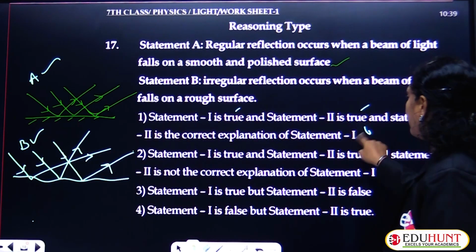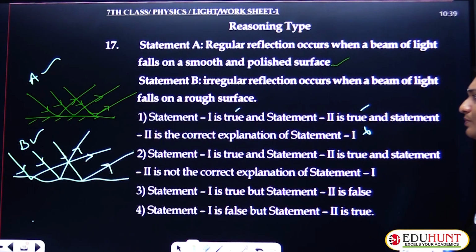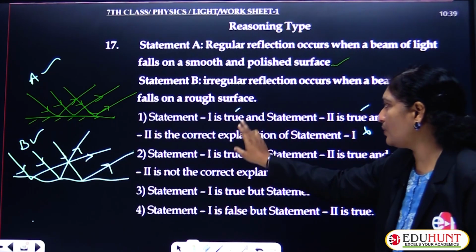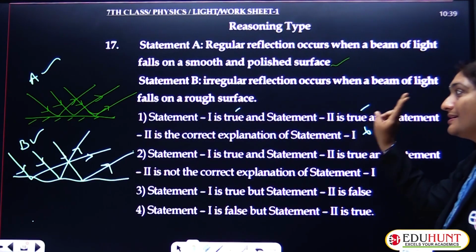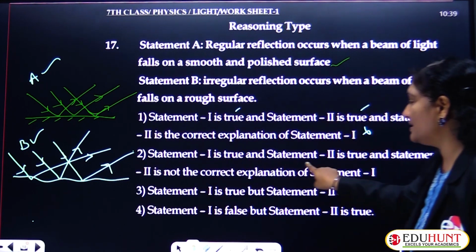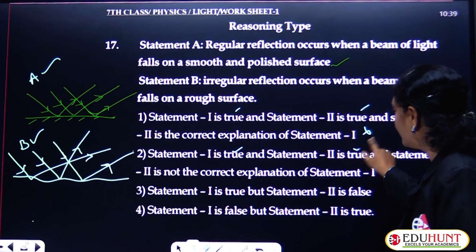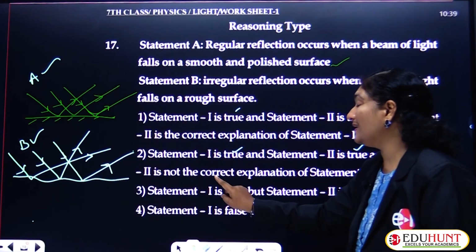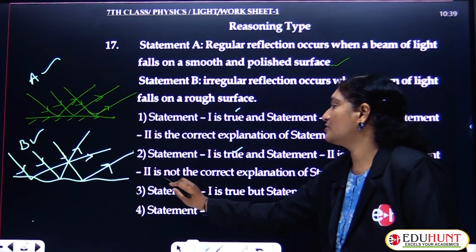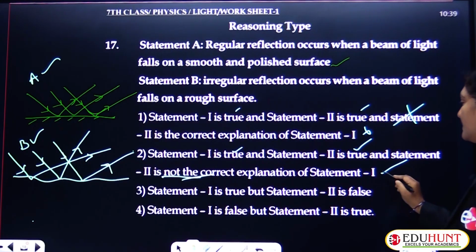So, this statement must be false because 2 does not explain the statement 1. The only thing is that statement 1 is true and statement 2 is true, but 2 does not explain the statement 1. So, let us try to go with the second statement. What is given? Statement 1 is true, statement 2 is also true and statement 2 is not the correct explanation of statement 1. Yes, this is what we have observed. So, first one is false and second one is obviously true.